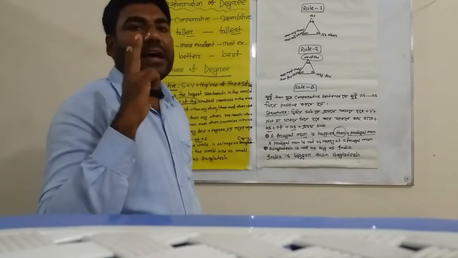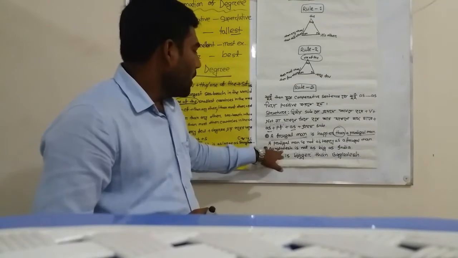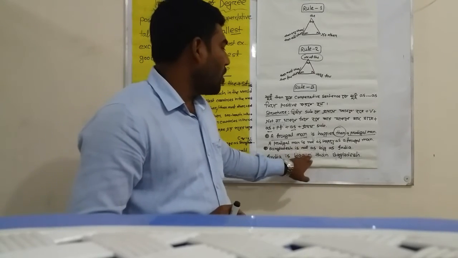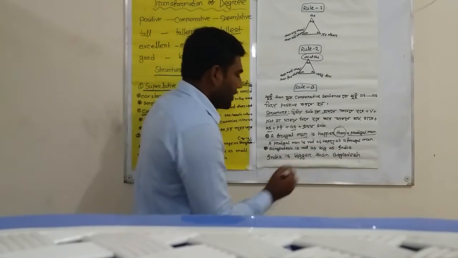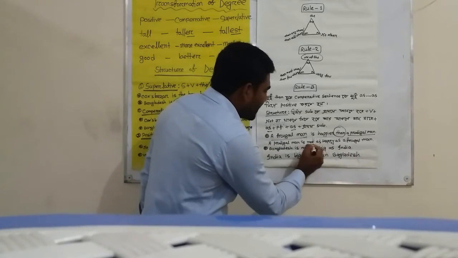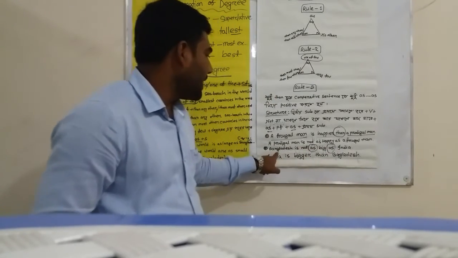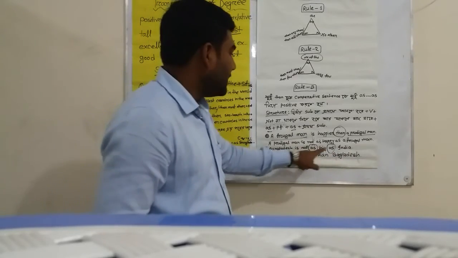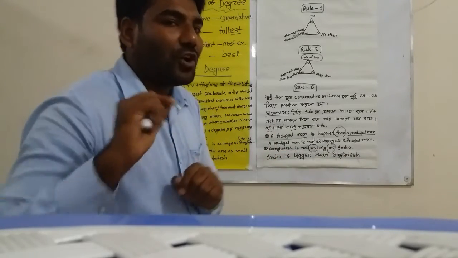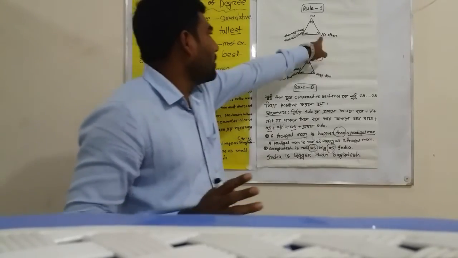Number 2, there will be two subjects. See the example: Bangladesh is not as big as India. Very interesting matter. As dot dot as and big, and there are two subjects, Bangladesh and India. So here you can see there is only as dot dot as, there is not, that means there is no other.